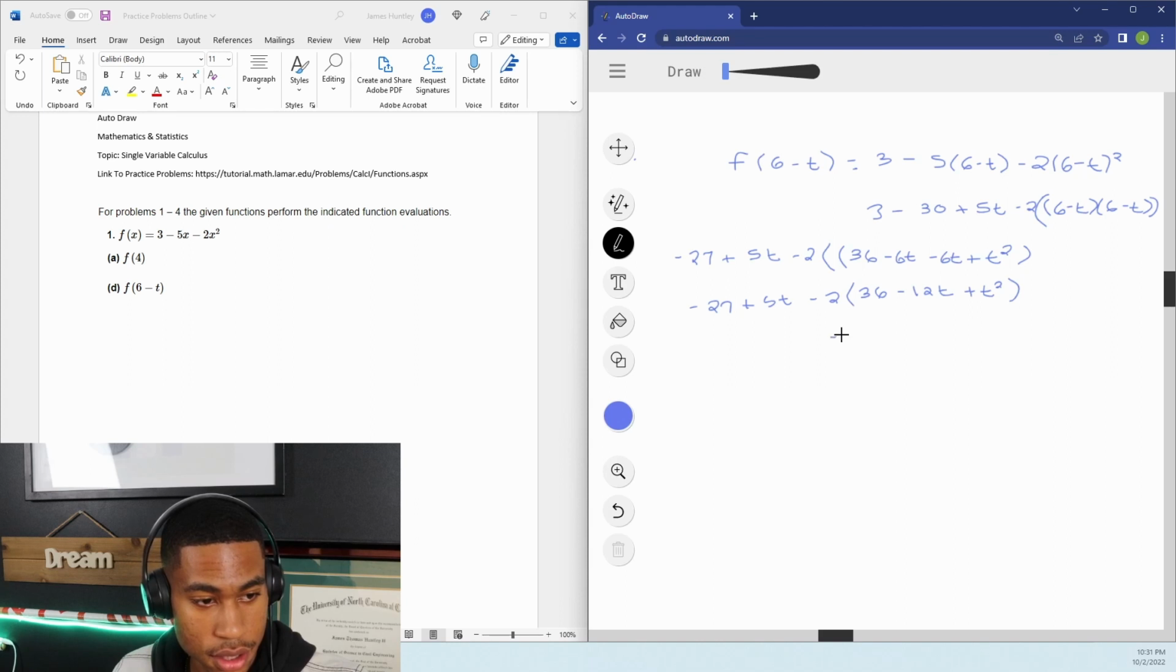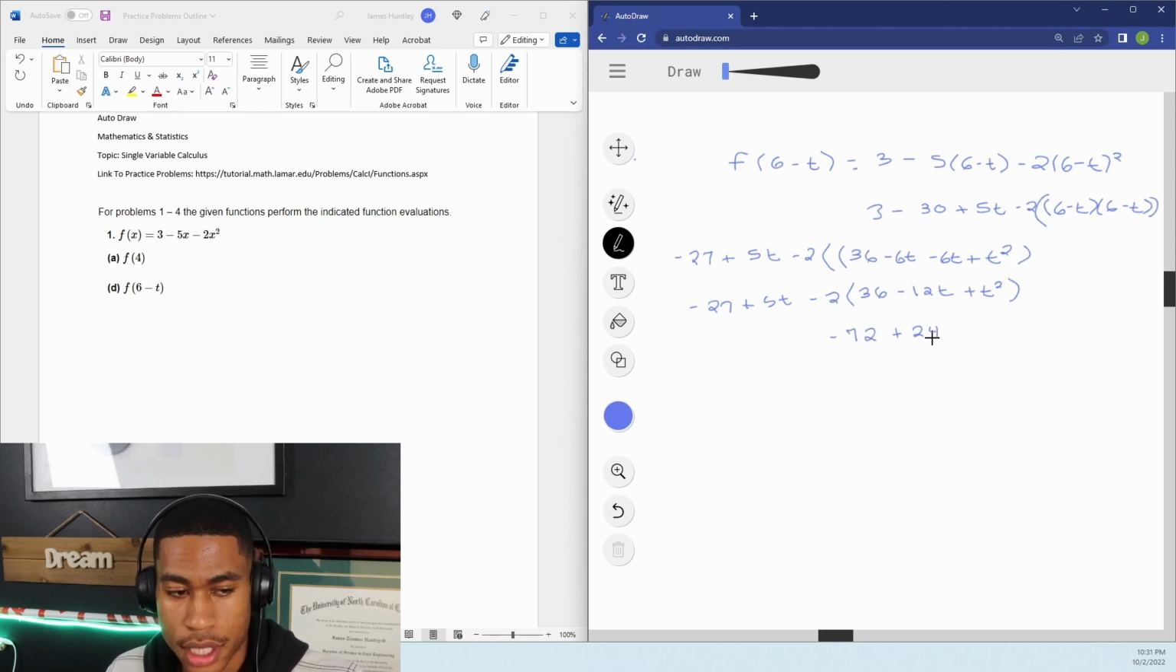So negative 72 plus, and this is good that you can practice. Most problems are going to take maybe 2 to 3 minutes, so I'm sure this is taking me over that amount, but typically that's about how long a problem is going to take.